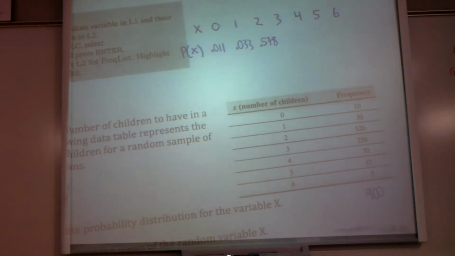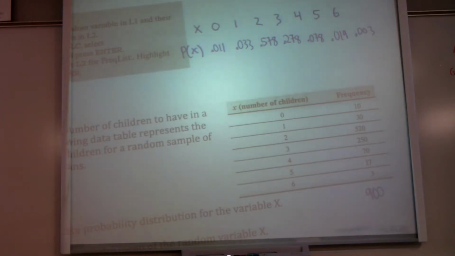3 is 250 out of 900. That is 0.278. 4 had 70 out of 900. That's 0.078. 5 had 17 out of 900. That's 0.019. And lastly, 6 had 3 out of 900, that's 0.003. So this is our probability distribution.